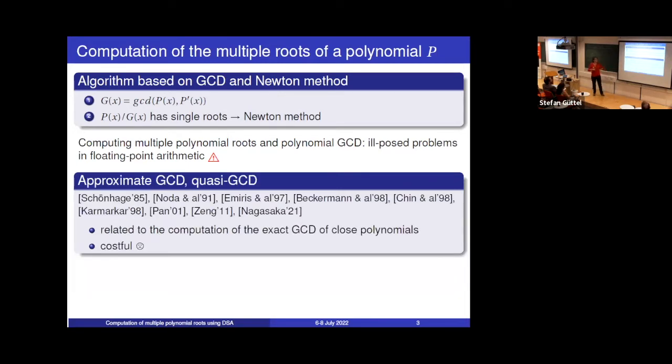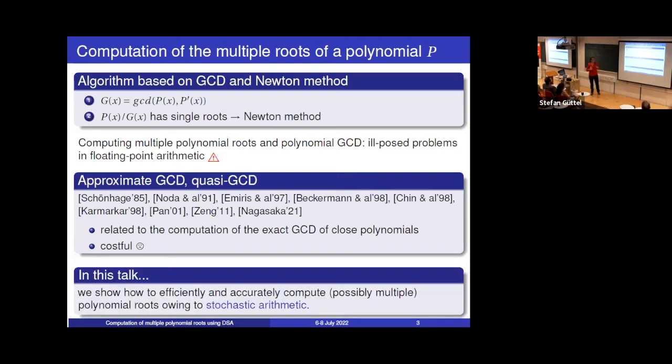And there have been several works carried out on what can be called approximate GCD, quasi-GCD. All these works are related to the computation of the exact GCD of close polynomials, but this computation can be costly. And in this talk, we will show how to efficiently and accurately compute possibly multiple roots of polynomials, thanks to what is called stochastic arithmetic.